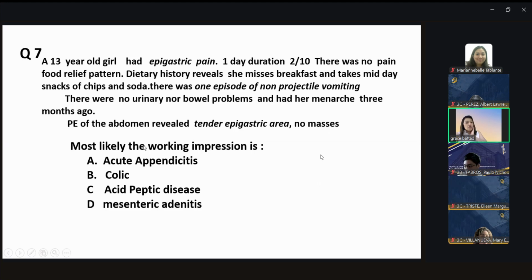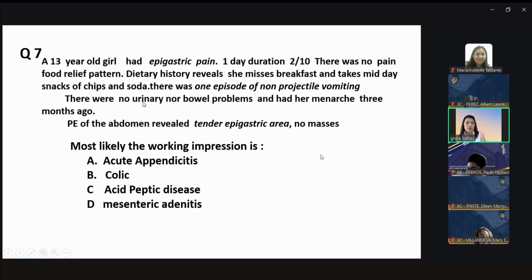Let us now go to this 13-year-old girl who had epigastric pain of 1 day duration, 2/10. There was no pain-food relief pattern. That is a pattern for your peptic acid disease. But the dietary history reveals that she misses breakfast and takes only midday snacks of soda and chips, which is a risk for your peptic acid disease. There was one episode of non-projectile vomiting.